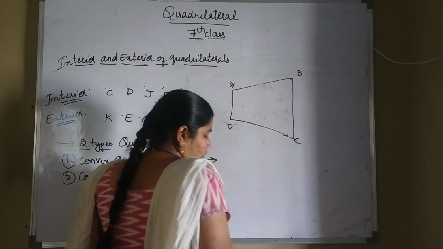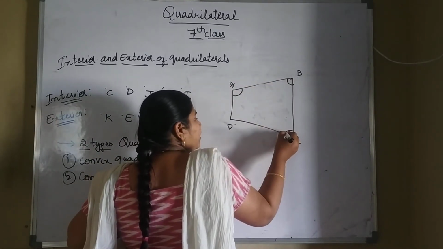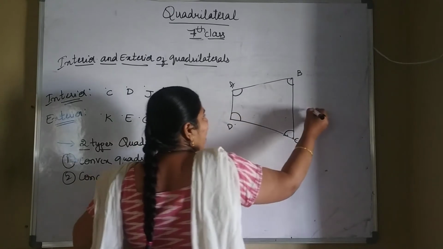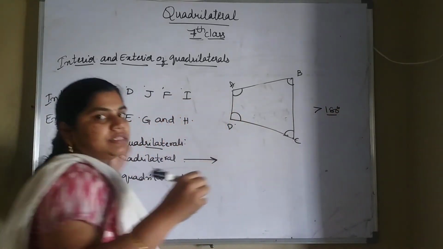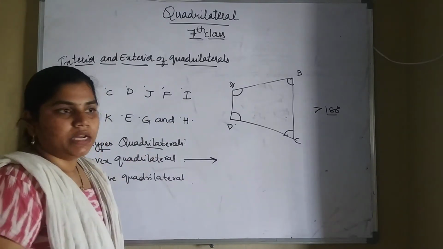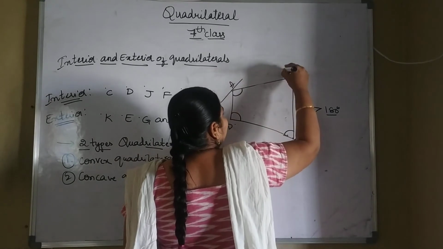So what do you mean by convex? If all interior angles of a quadrilateral are less than 180, we will call it a convex quadrilateral. So here these are all our interior angles, and I am drawing one line here.